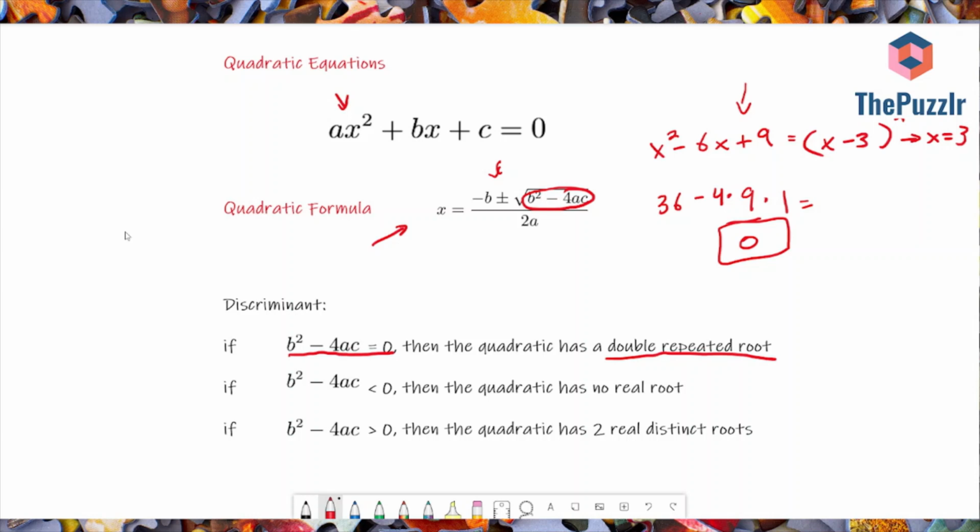If b squared minus 4ac is less than 0, then this right here is going to give us an imaginary number, so the quadratic has no real root. If b squared minus 4ac is greater than 0, then it'll give us a normal root, right? A positive version of the root that we'll take the first time around and a negative version. And that means that the quadratic has two real distinct roots. Okay, let's move on.